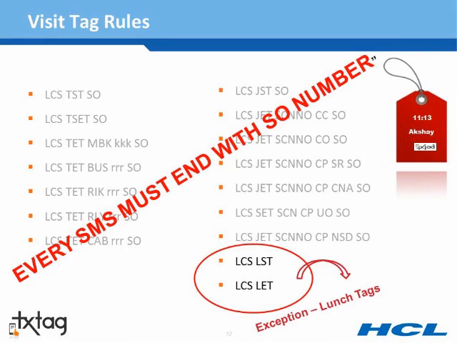Every SMS will end with the SO number of that particular call. The only exception is lunch, which is not associated with any SO number. There is no SO number required. So lunch start time and lunch end time will not require SO number. For every other tag, you have to send the SO number, and that will be at the end of the SMS. In case of job end time, the SO number will not be the last, because you can type in some remarks after the SO number. But for all other SMS, the last will be the SO number.